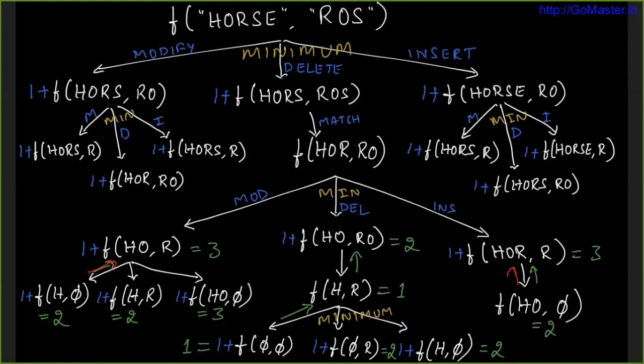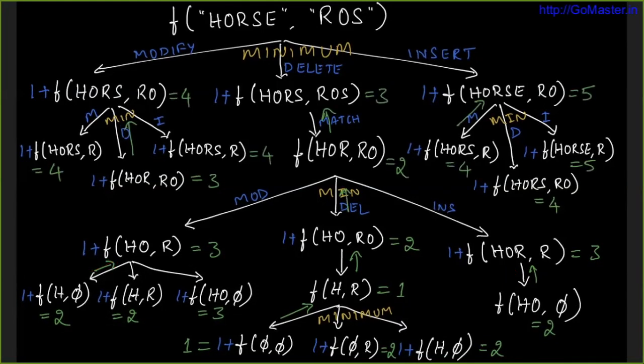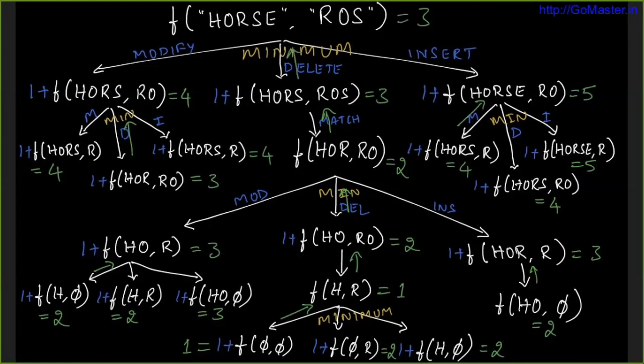right? If you see further, these are the values that are being returned here, right? So now what happens is, at the top we have 3 here, which is the result of this, and that is going to be returned, and 3 is the answer, right?